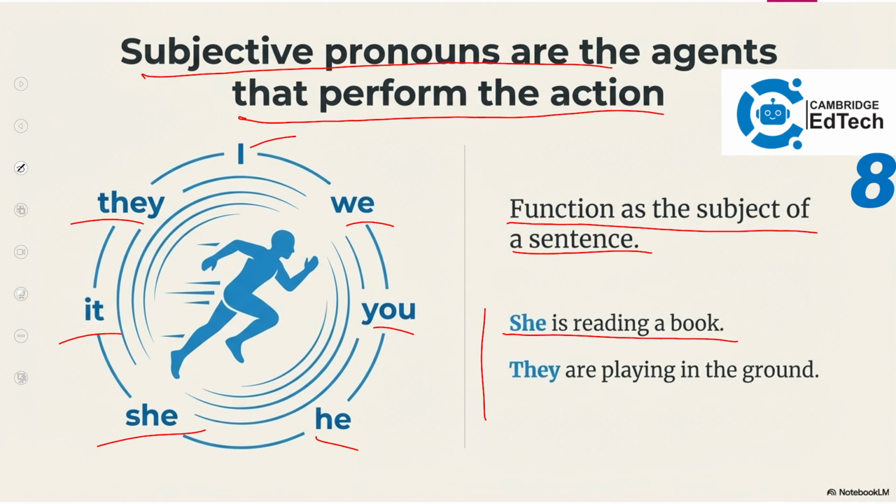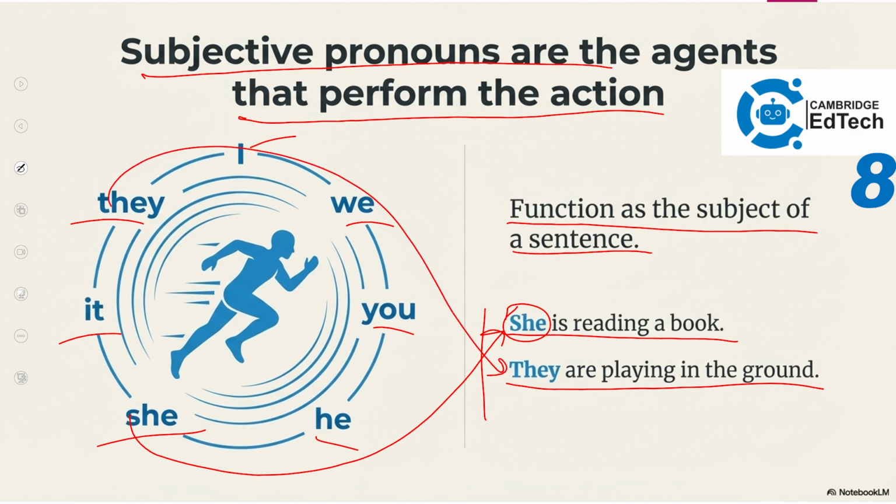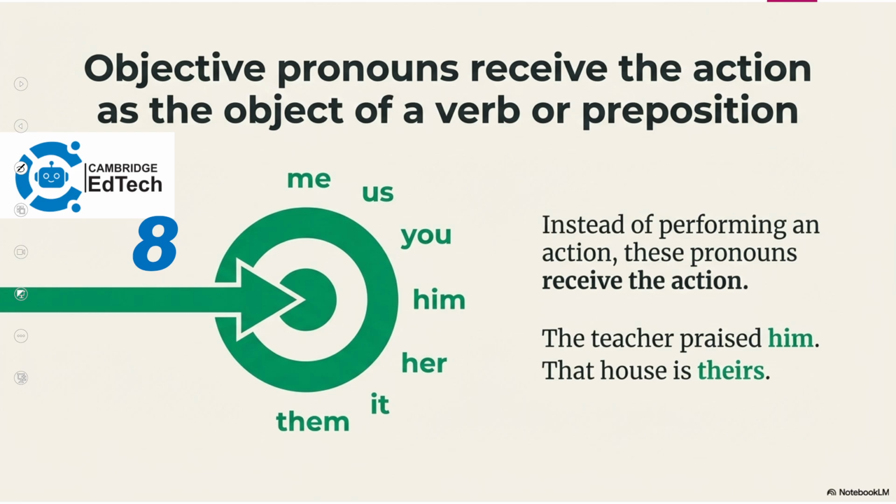She is reading a book. Here you can see that "she" is a subjective pronoun. They are playing in the ground. "They" is also a subjective pronoun. So now we have clearly looked at this. These are the subjective pronouns, and subjective pronouns function as the subject of a sentence. Now move to the next slide.